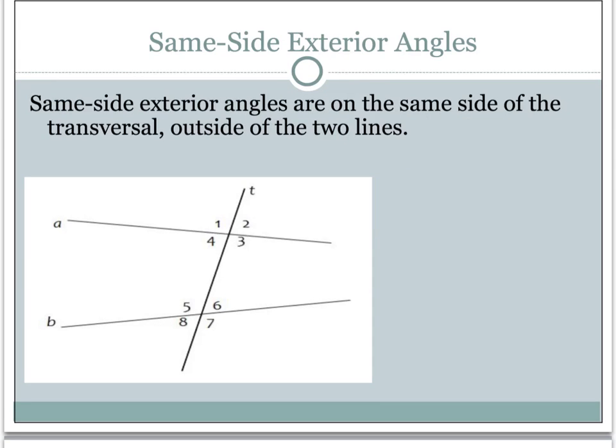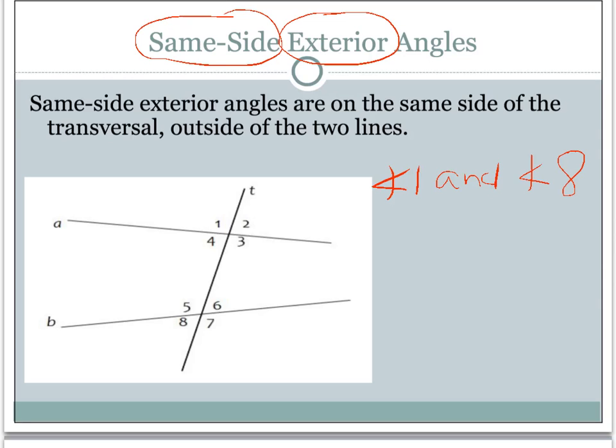And finally, we have same side exterior angles. So again, same side means same side of the transversal. Exterior means the outside of the lines. And so we would have outside of the lines, same side of the transversal would give us angle 1 and angle 8 are same side exterior, and angle 2 and angle 7 are same side exterior.